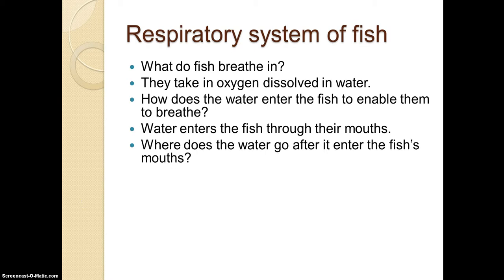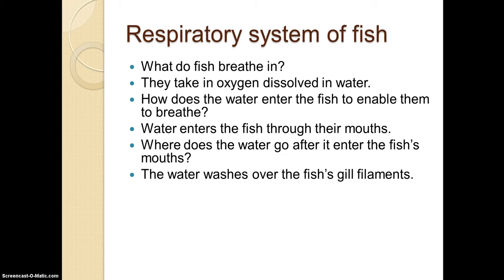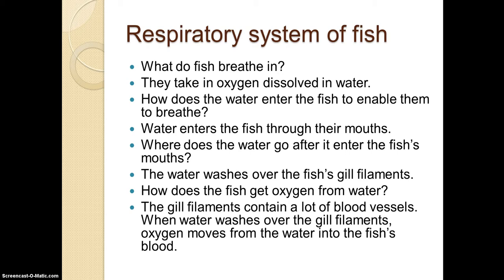Where does the water go after it enters the fish's mouth? The water washes over the fish's gill filaments, which are found in the gills. How does the fish get oxygen from water? The gill filaments contain a lot of blood vessels. When water washes over the gill filaments, oxygen moves from the water into the fish's blood.